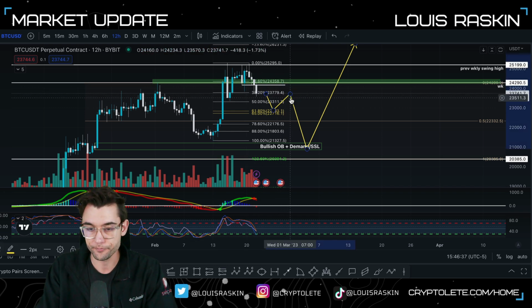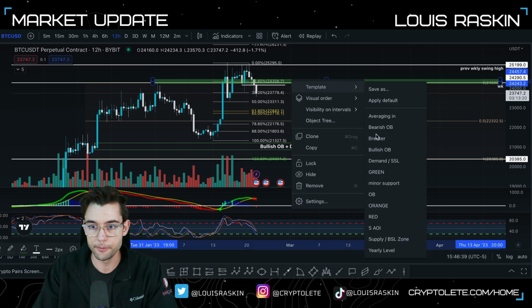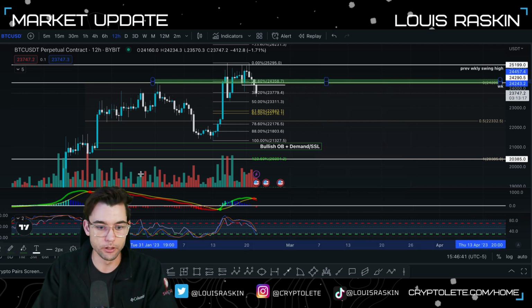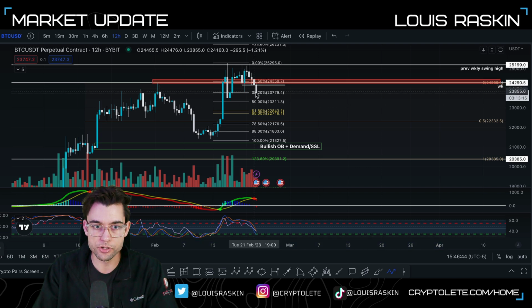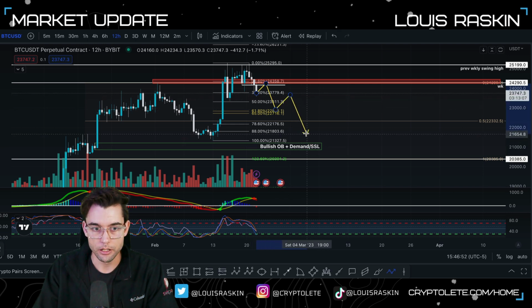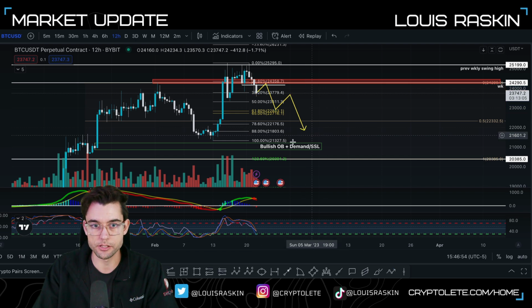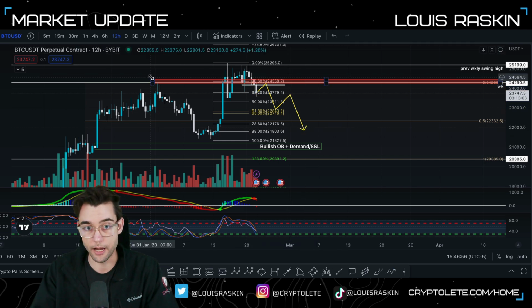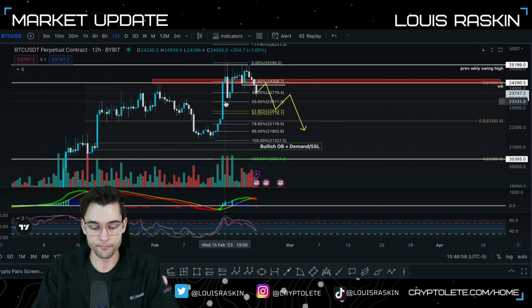So honestly, I would make this red and I would look for a short back up to here, and I would target here as my first target. And then I would probably target here as my second target. This is what I think is probably going to happen if you had to ask me.